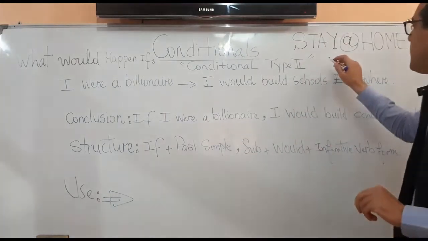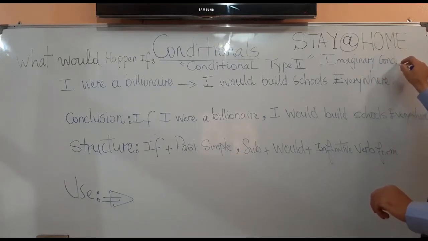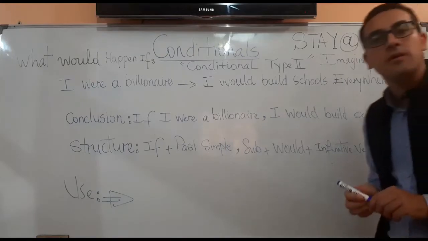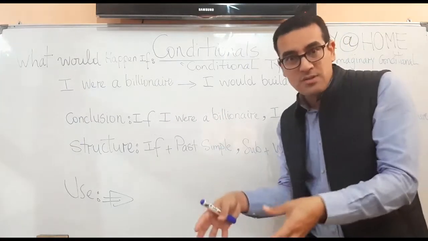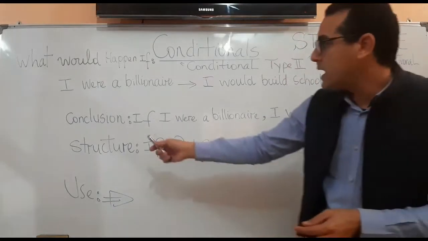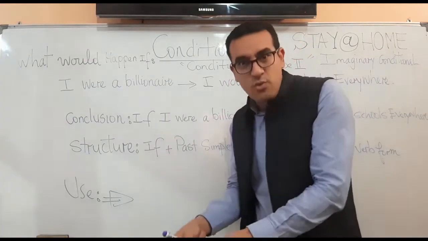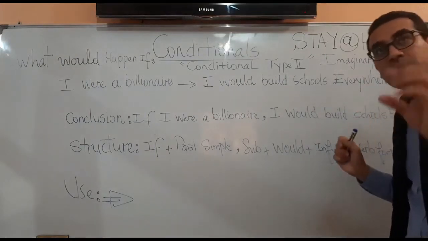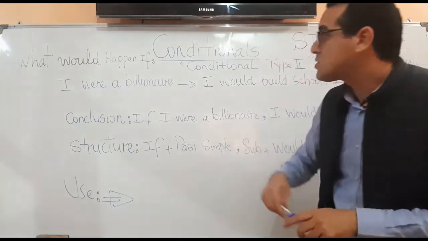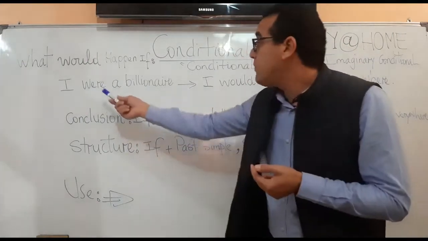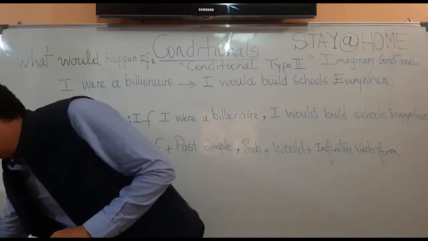It is also called imaginary conditional. Why do we call it imaginary conditional? Because we are just imagining something which is not true, something which is impossible in the present. Here we use the past simple to talk about the present imaginary situation. That's why we call it imaginary conditional, because it's as if you are dreaming about something which is not possible now. So if I were, but I am not in reality, if I were a billionaire, I would build schools everywhere.